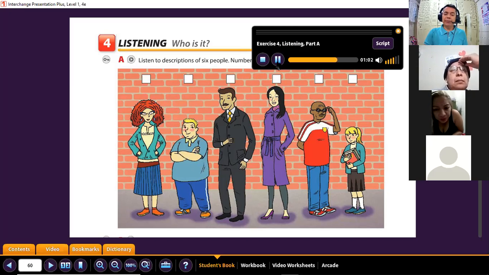Number five. Gary is in his 50s. He's bald and has a small mustache. He likes to wear sunglasses, and he always wears soccer shirts and jeans.